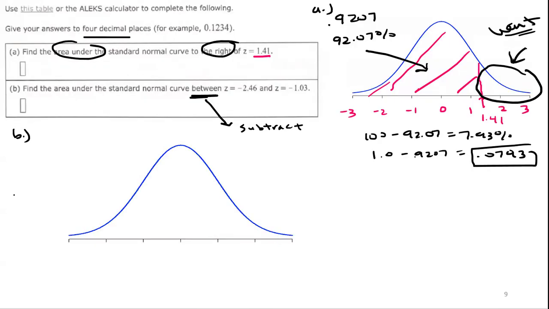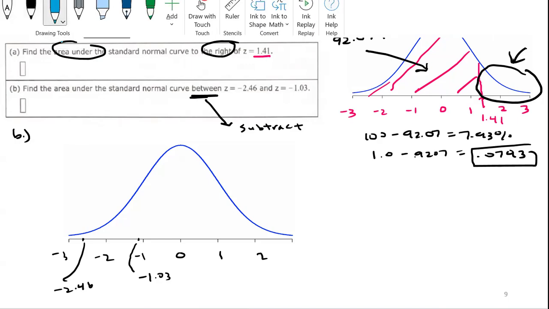Okay, so we want negative 1.03. So again, 0 is in the middle. Here's negative 1, here's negative 2. Okay, and there's 1, 2. So we want negative 1.03. So that's just past negative 1, so about right here. Okay. And the other one we want is negative 2.46. So it's about right here. Okay, so here's negative 1.03. This is negative 2.46. Okay, so let's mark these off, and I'll use a different color for these.